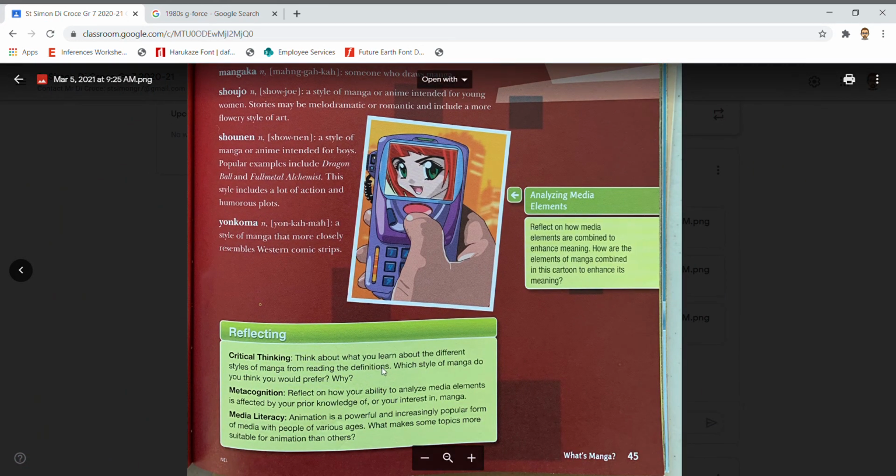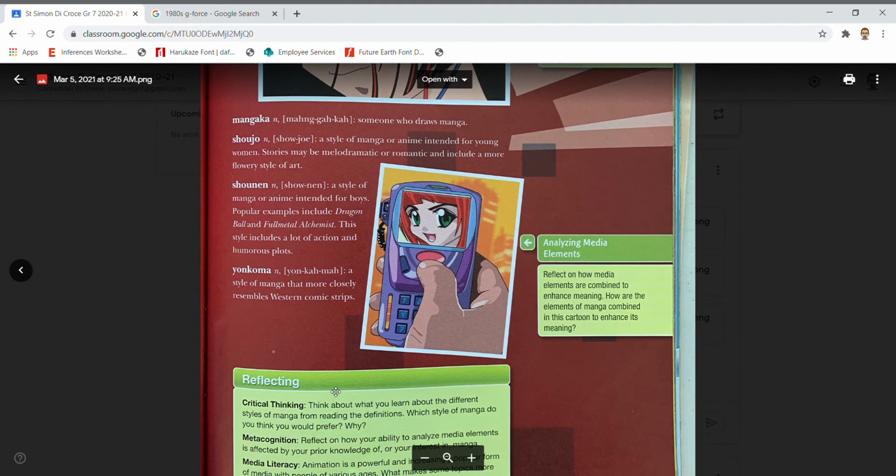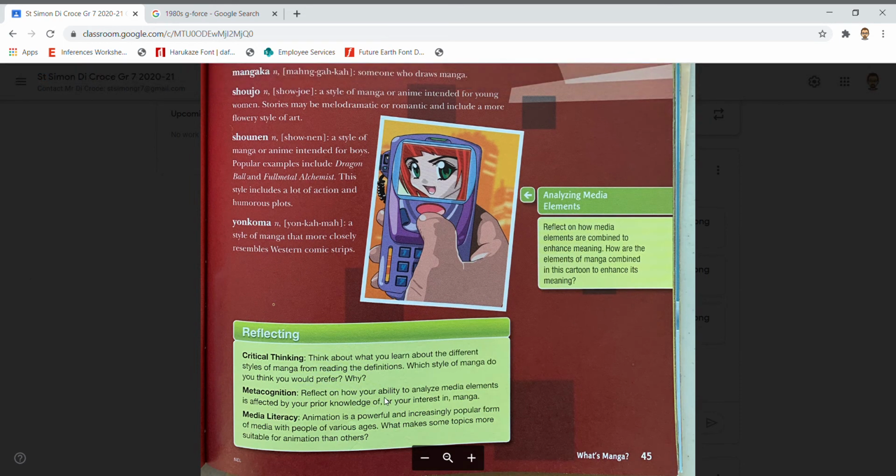Critical thinking. Think about what you learned about the different styles of manga from reading the definitions. Which style of manga do you think you would prefer? So here I think, guys, these are open-ended questions. There's no right or wrong answer. If you have some knowledge already with manga and anime, I think it'll come a little bit natural to you. Reflect on your preferences, what it is about it that lures you in, that engages you, that captures your interest, that gets your curiosity. I think you'll be able to answer it. Even if you haven't, just by looking at it, you can arrive at some opinion. Really, this is just an opinion piece, and it's open-ended.